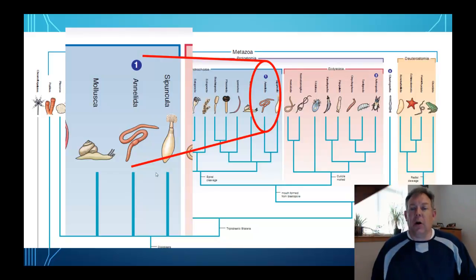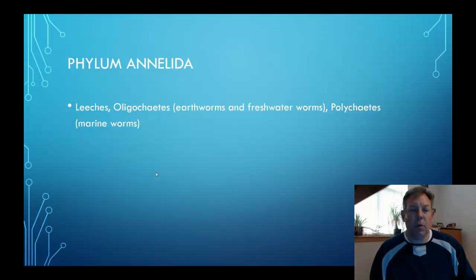If we look on our phylogeny, you can see sort of where these are related to the other organisms. And this includes earthworms, which you're familiar with, but you also have leeches, freshwater worms, and marine worms.